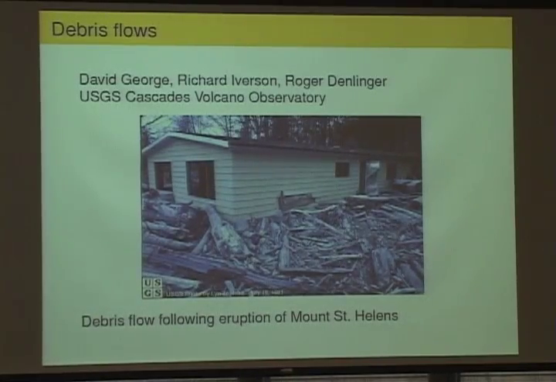So let me first talk a little bit about the debris flow problem. At the Cascades Volcano Observatory, they're very interested in debris flows related to volcanic eruptions in particular. This is a picture of the remains of a debris flow after the eruption of Mount St. Helens in the early 1980s, when the glaciers that were on the mountain melted as the volcano erupted and sent a very large flow going down into the surrounding valleys.